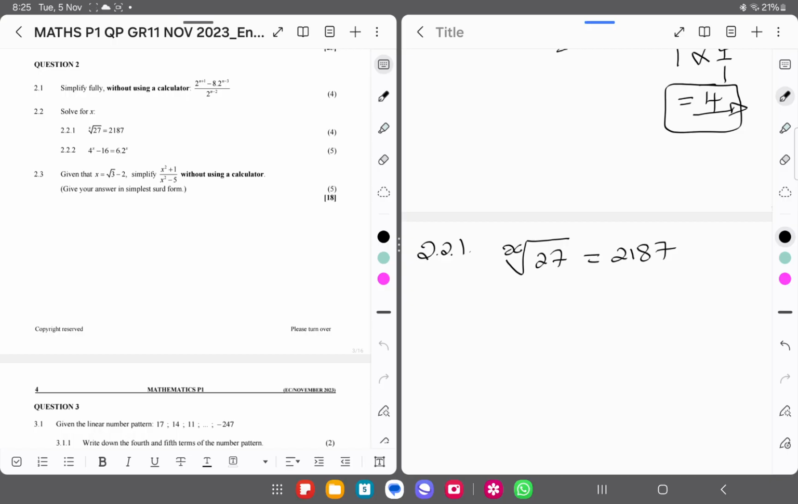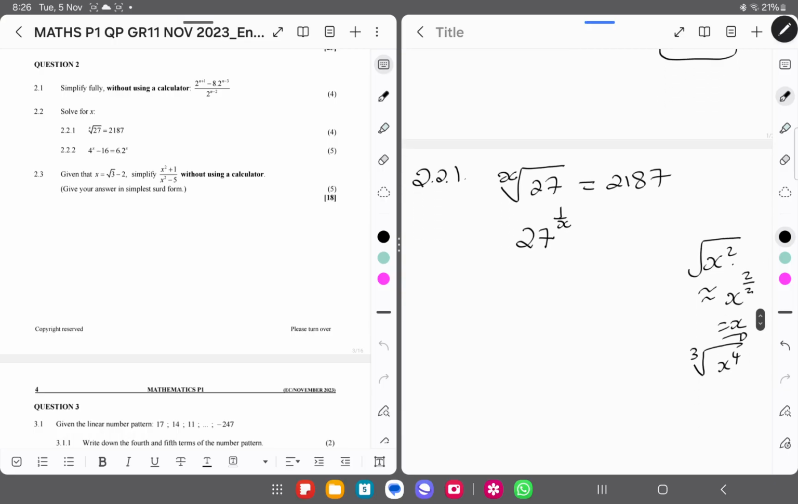Are we clear? So what I can do is write 27 to the power 1 over x. Remember, if I have x squared under a square root and I want to remove the root, it becomes x to the exponent inside over the exponent outside. What is the exponent inside? 2. Outside, it's 2, even though we don't write anything, we know there's a 2 there. So divided by 2, this is x. If I have the cube root of x to the 4, the answer is x to the exponent inside over the one outside. That's how you work them out. So that's exactly what I did there.